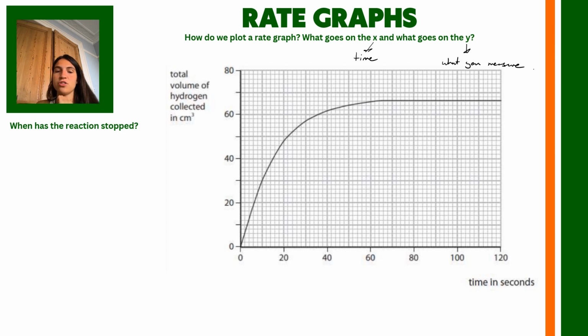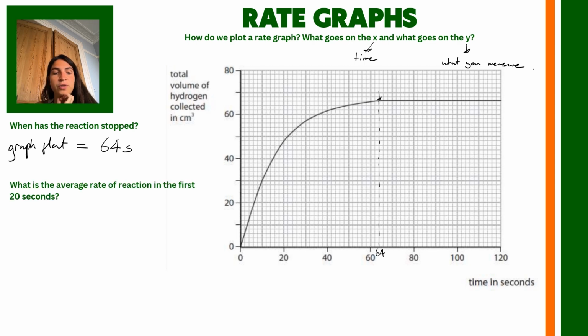These are just valid units for this graph. When has the reaction stopped? You're looking for where your line is flat and it's plateaued. It's at that point there first. If I go along to the bottom, each one of these squares is worth 2, so that must be 64, and remember seconds, so just make sure to read that unit off the bottom.